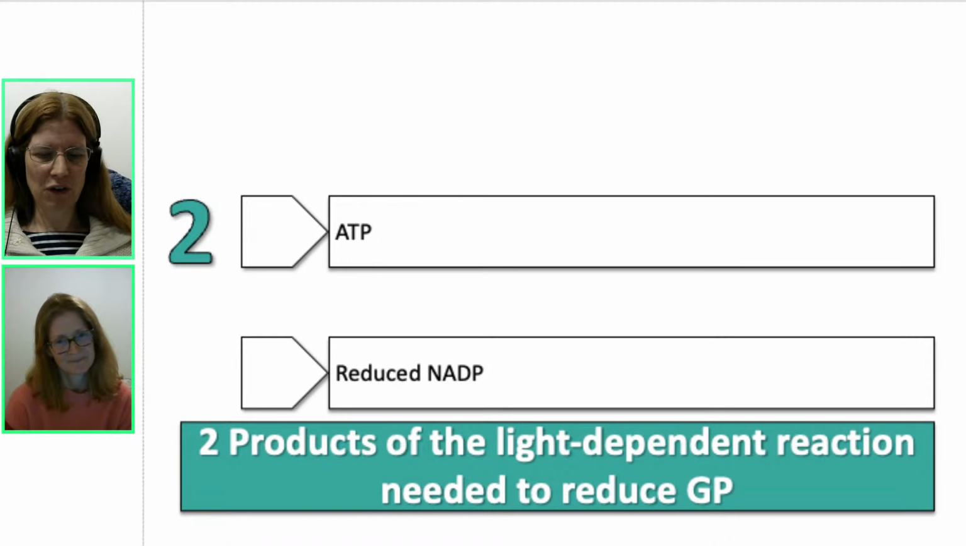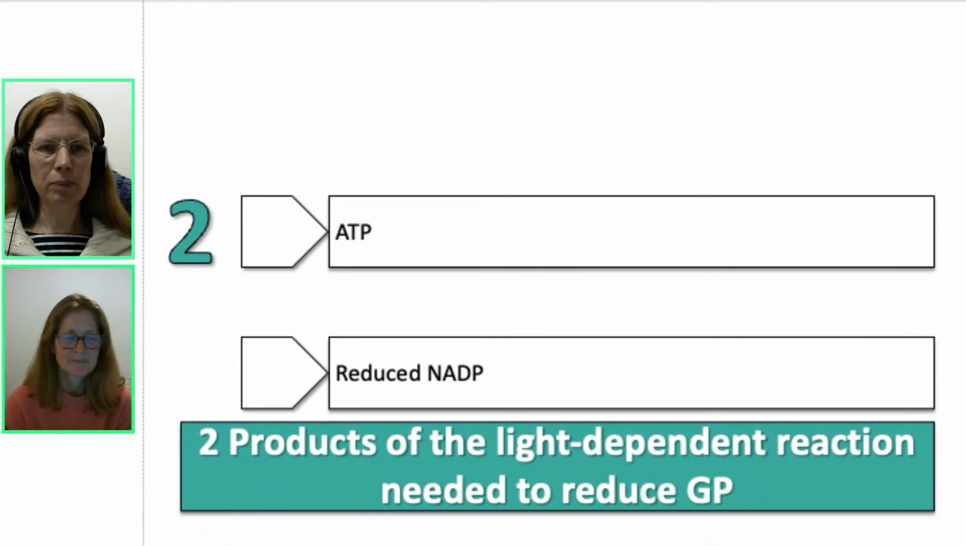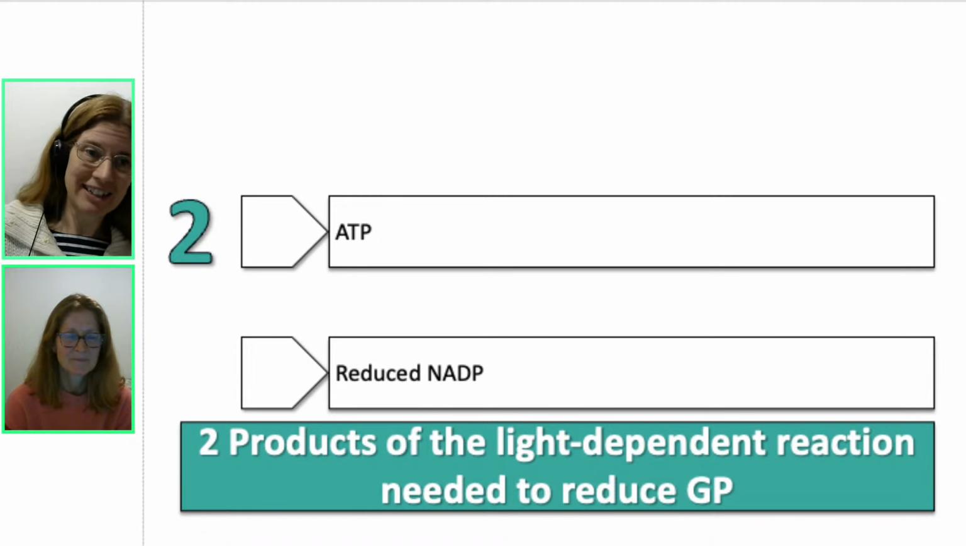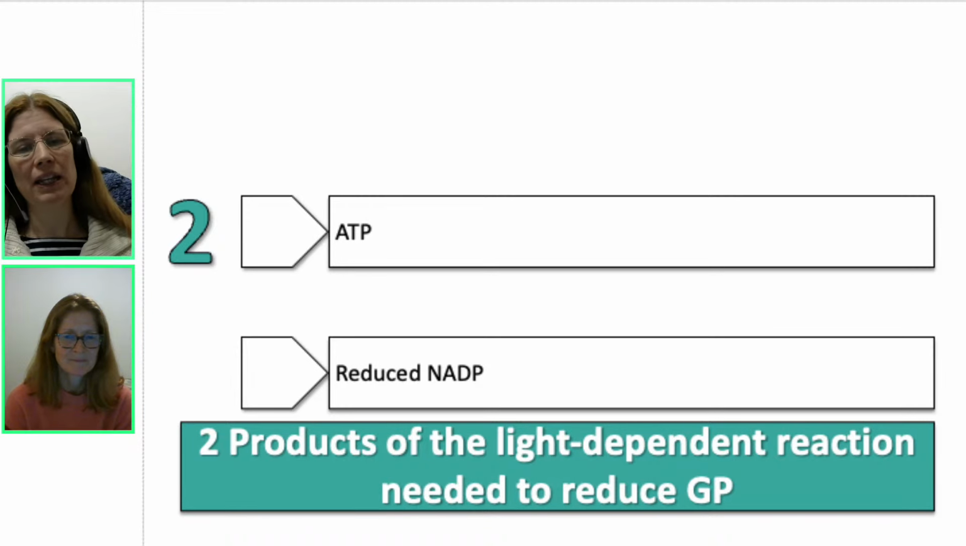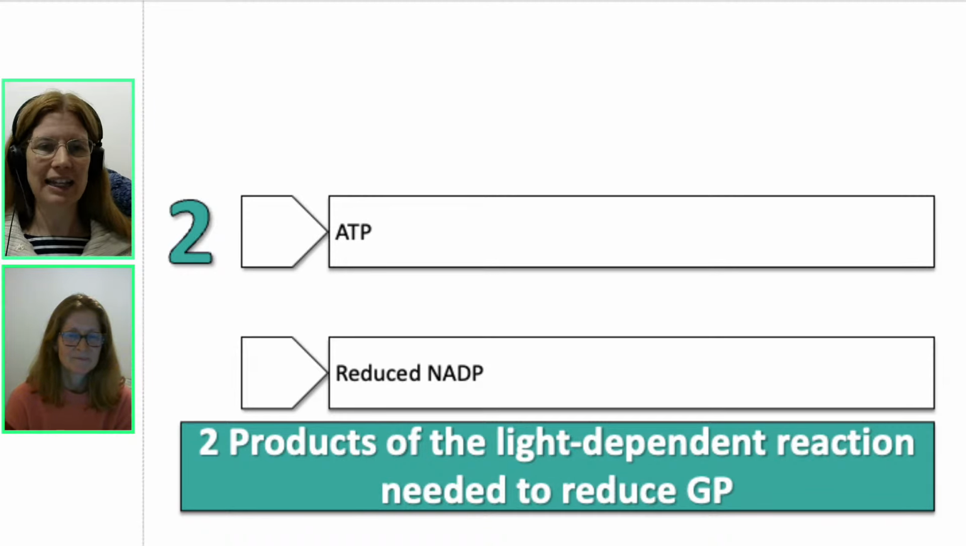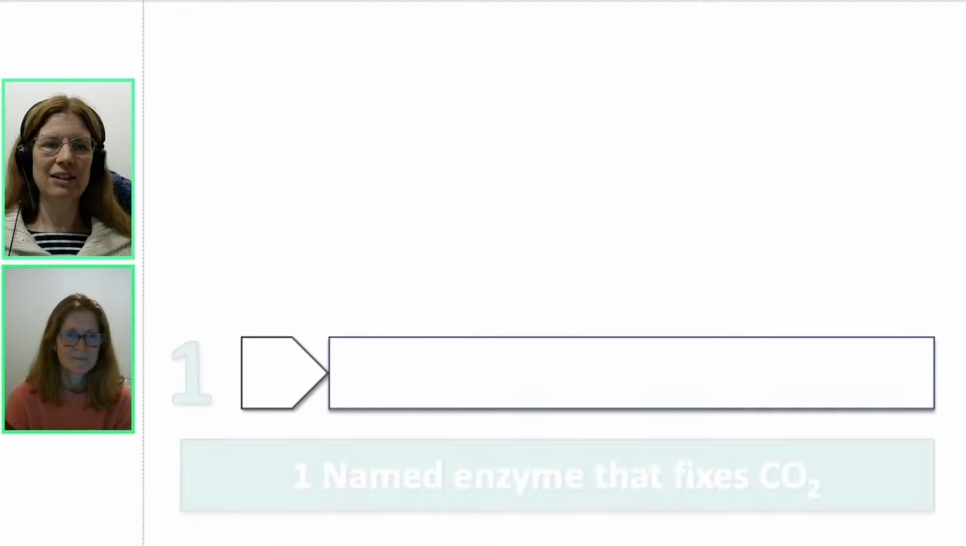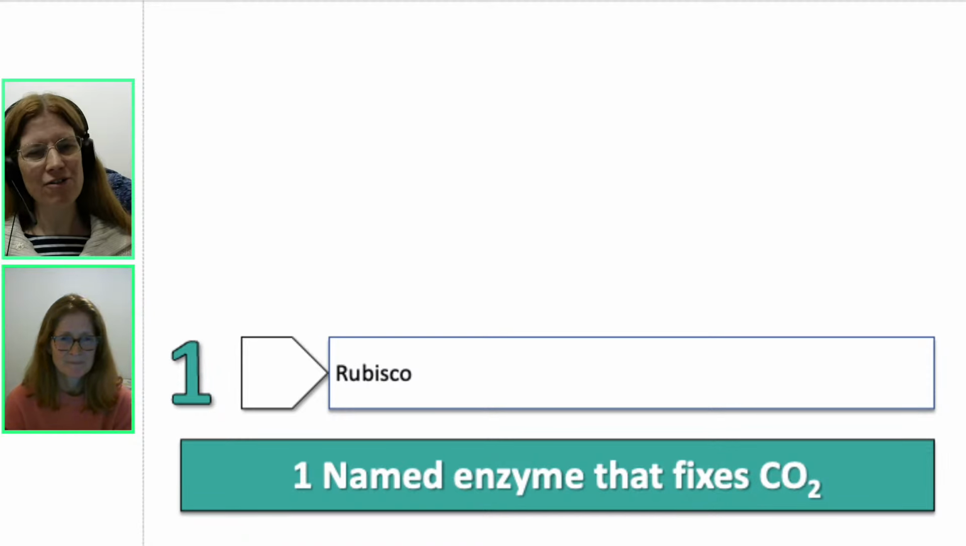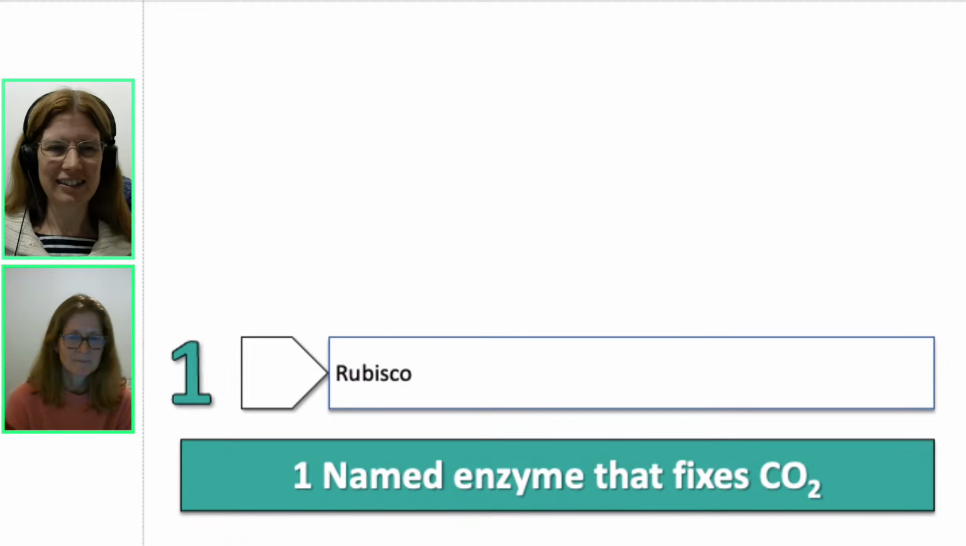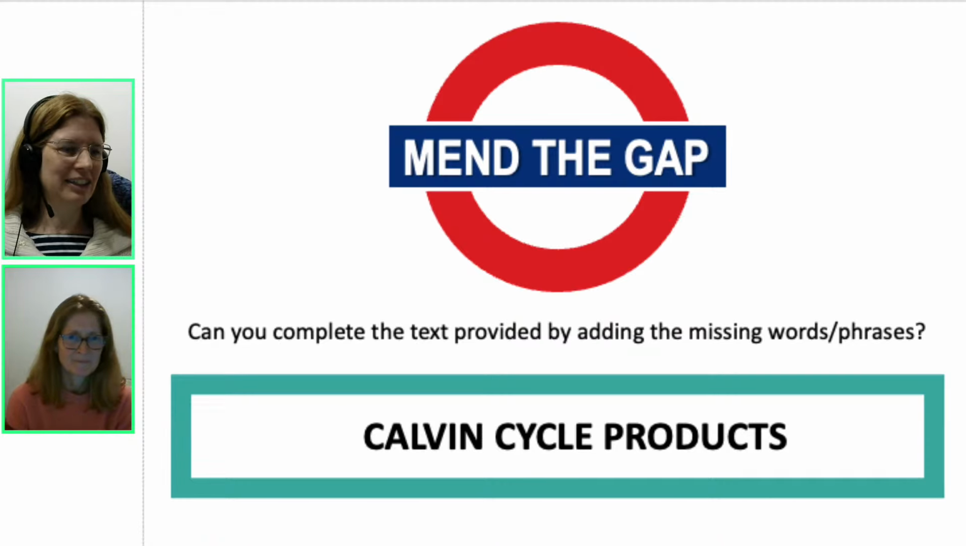Then we have got the 2 products of the light dependent stage that are used to reduce GP in the light independent stage, and that's ATP and reduced NADP. And then finally, our little enzyme we're after, of course, it's Rubisco. So that sets us going on our Calvin cycle and light independent stage.